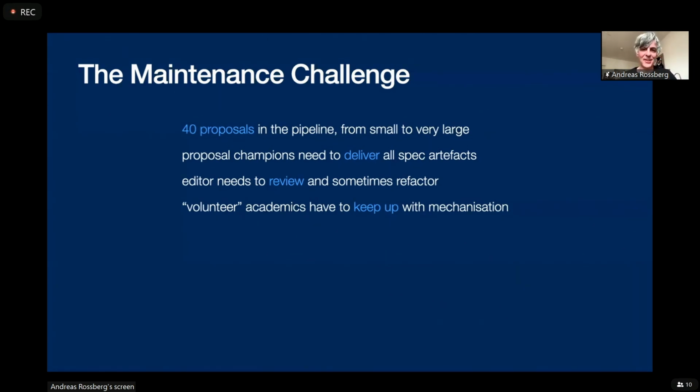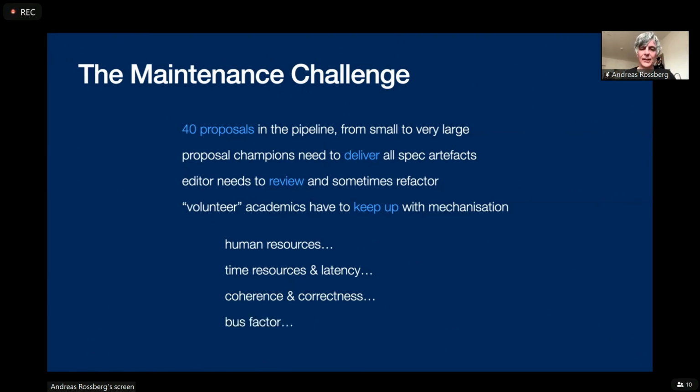Again, that's something they do as volunteer work or to further their academic career, but it's not something you can easily get papers out of. So there are lots of bottlenecks here, a lot of work and bottlenecks. Questions like human resources, time resources, and latency: if this process takes too long, that would be a problem. With many people contributing ultimately to the specification, how do we ensure that it's all coherent and correct? And then there's the bus factor.